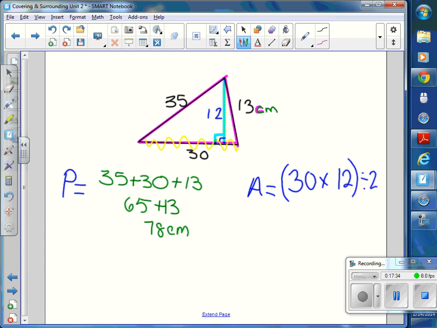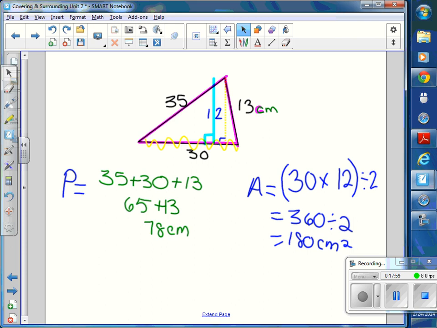So what's 3 times 12? 36. So 30 times 12 is 360. Divide that in half. What's half of 36? 18, so 180, right? And it's centimeters squared. So I think the trick is figuring out what the height is. So for this triangle, can you see the height is just from the base basically to whatever would line up with the top of the triangle.